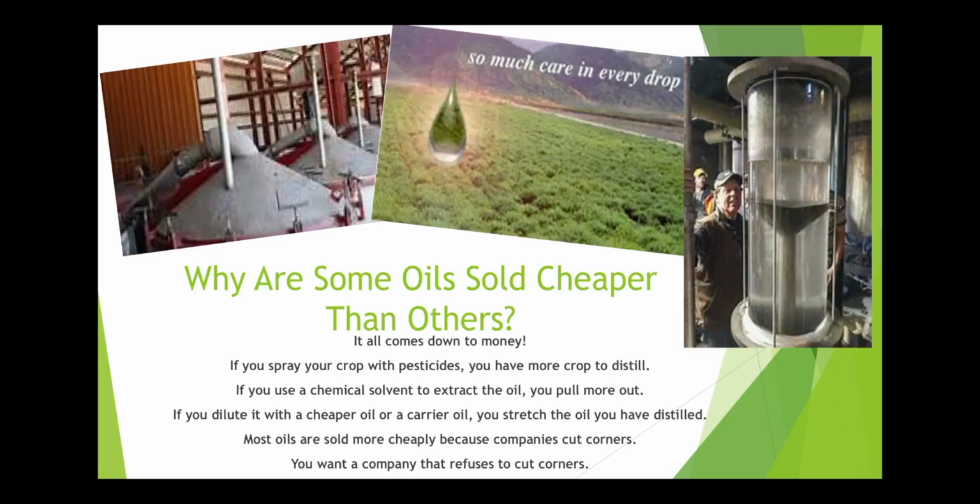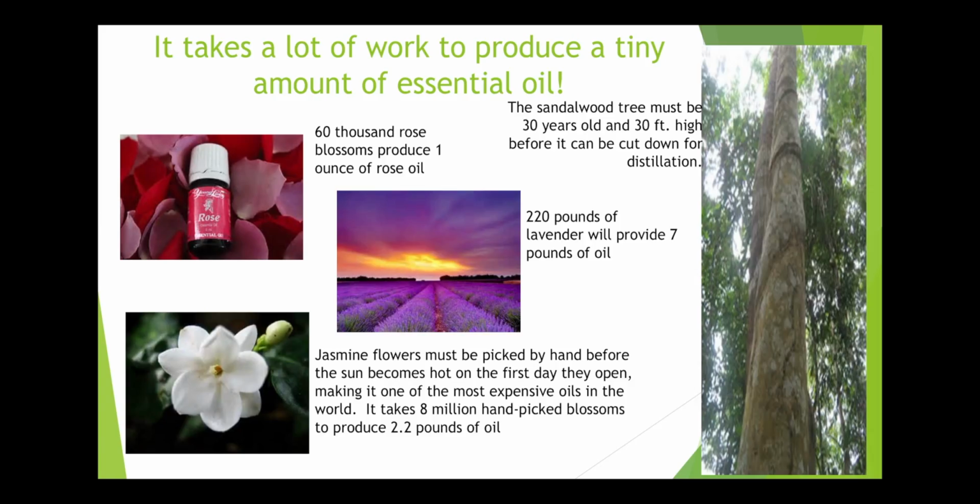Some companies sell their oils cheaper, frankly, because they've cut corners. If you spray your crop with pesticides, you have more crop to distill. If you use a chemical solvent to extract your oil, you can pull more out. If you dilute it with a cheaper oil or a carrier oil, you stretch the oil that you have distilled. Most oils are sold more cheaply because companies cut corners. It takes a lot to produce a tiny bit of oil. How much? Well, let's look at this.